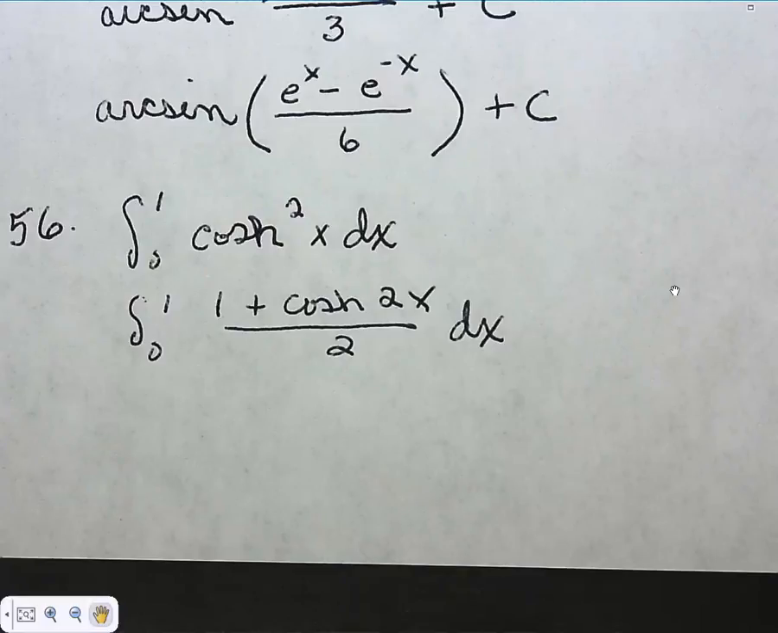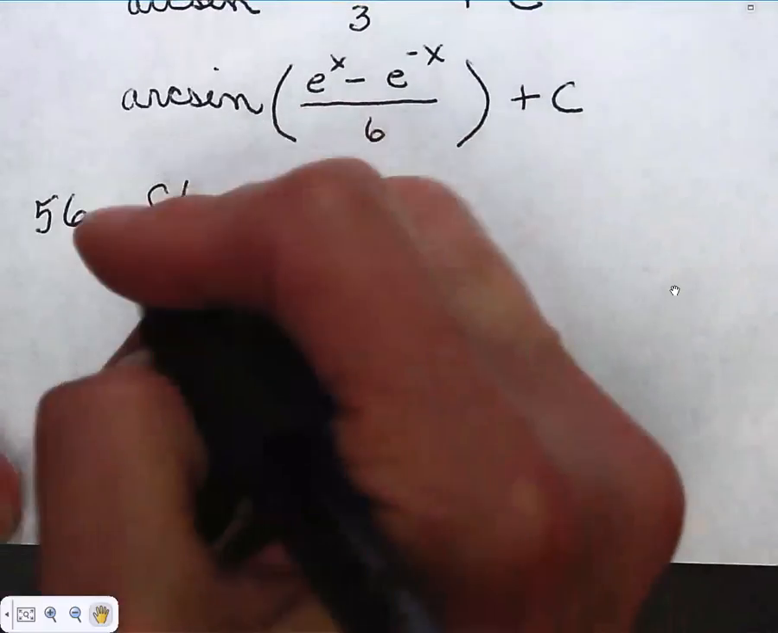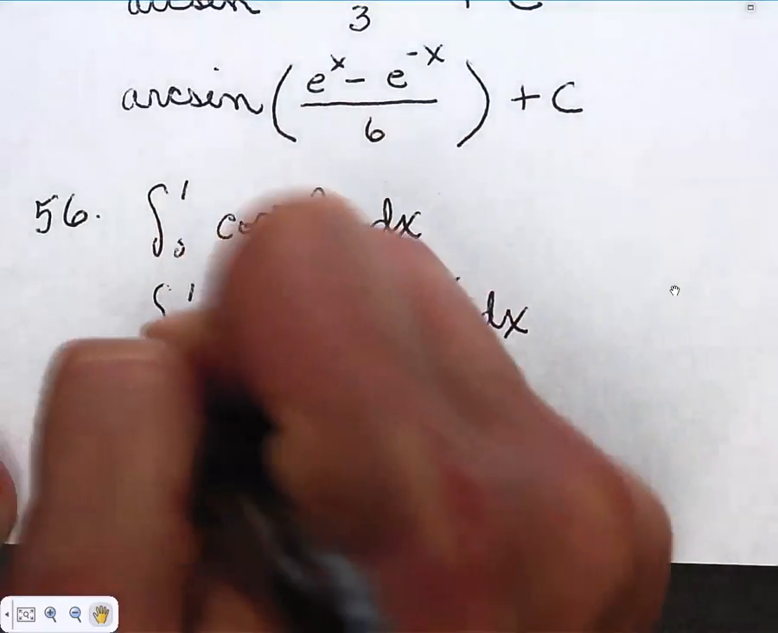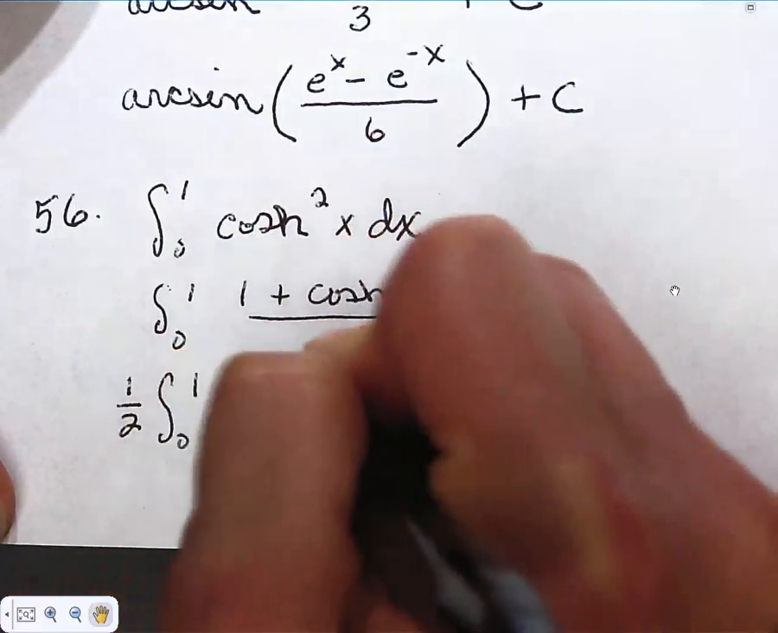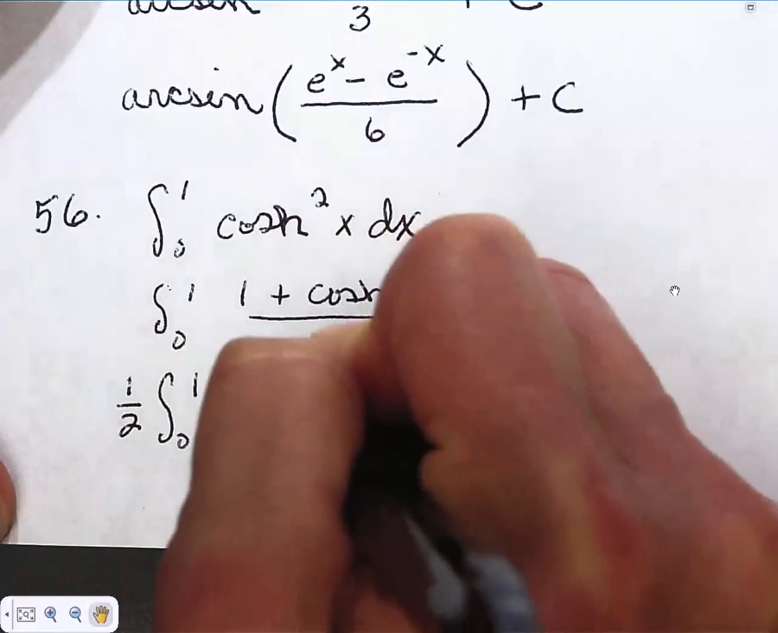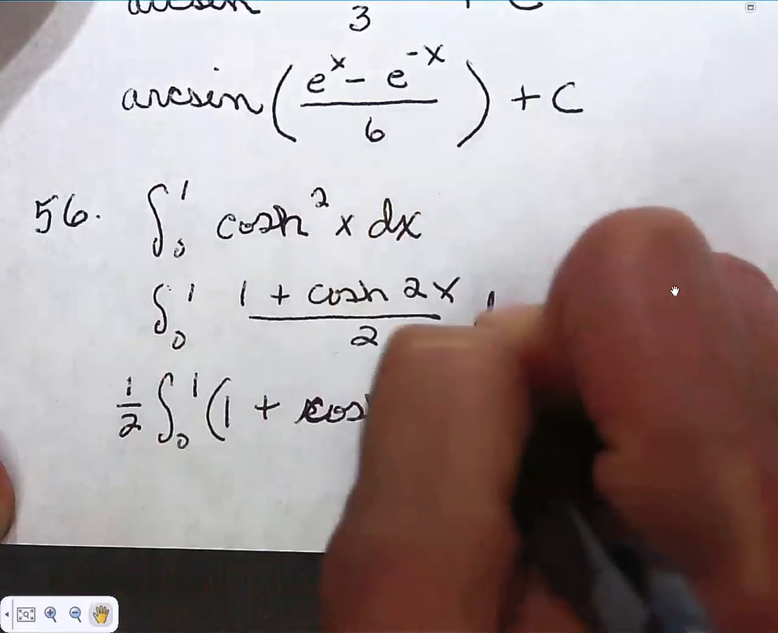All right, how does that help? Well, that's not the square. It helps because it's something that's not. I could bring a 1/2 out front at least, because that's a constant 1/2. And then I can integrate term by term. I can't integrate factor by factor, but I can integrate term by term.